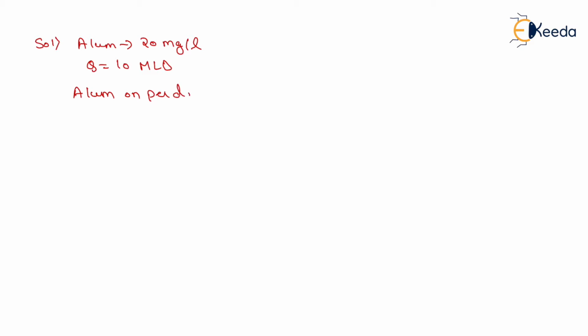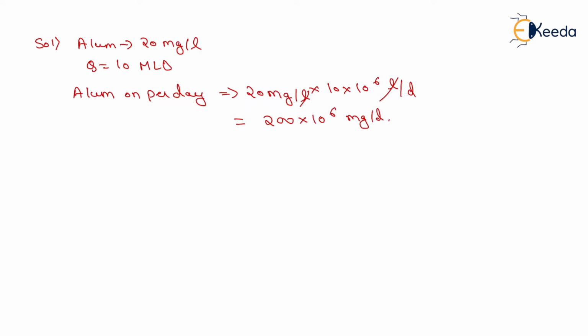We just need to multiply the alum dose with the total discharge, that is 10 into 10 to the power 6 liter per day. Now liter to liter cancels out, and it comes out as 200 into 10 to the power 6 milligram per day.